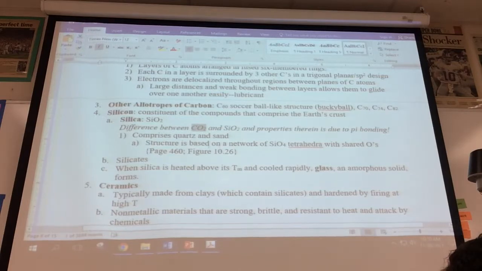And silicon dioxide is going to make up quartz and sand. Quartz is an excellent example of a network covalent structure. We're going to look at this network of SiO4 tetrahedra. We can take a look at that.